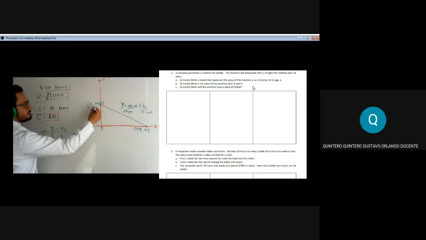So let's work it real fast. Over here, the slope, for those of you who don't remember, is y2 minus y1 over x2 minus x1. This requires you to have 2 points, point 1 and point 2.